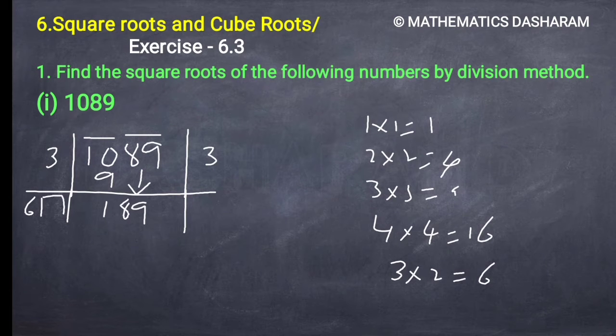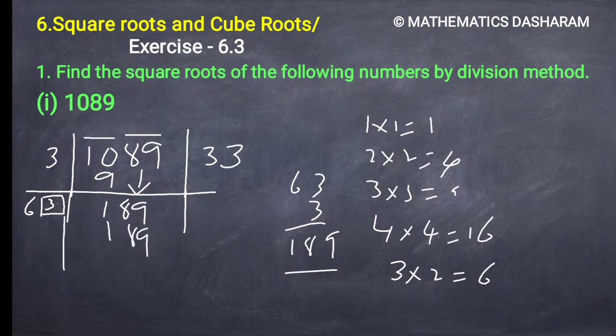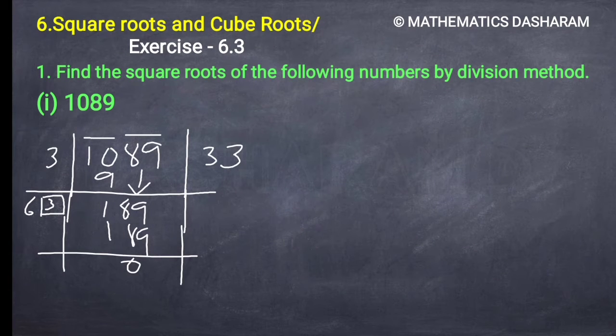Now beside 6 we need to write one digit. First digit I am selecting as 0. 60 into 0 is 0, but it is 189. Next digit is 1: 61 into 1 is 61, but it is 189. Next 2: 62 into 2, 2 twos are 4, 6 twos are 12, 124. Next 3: 63 into 3, 3 threes are 9, 6 threes are 18, 189. So here 3 is suitable, 189. The remainder is 0.